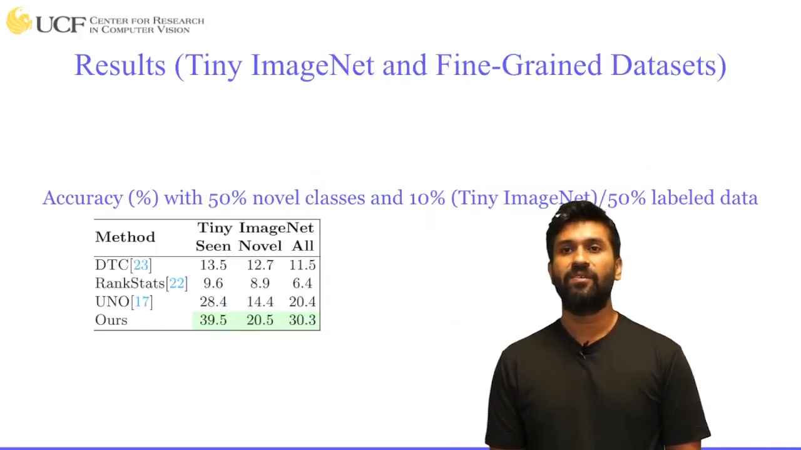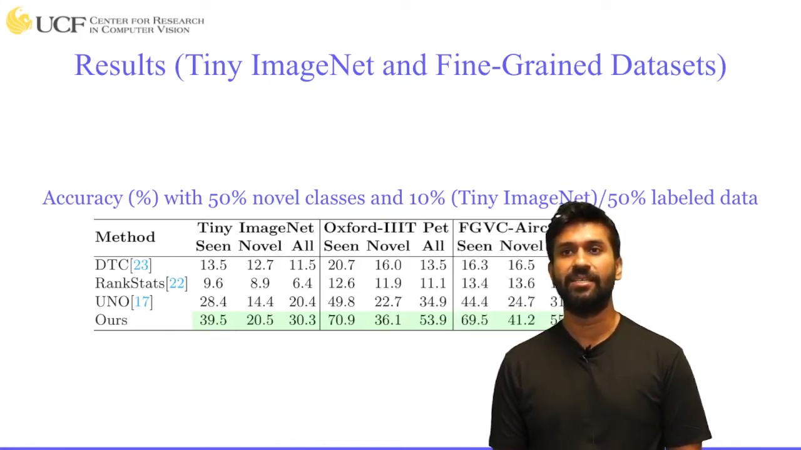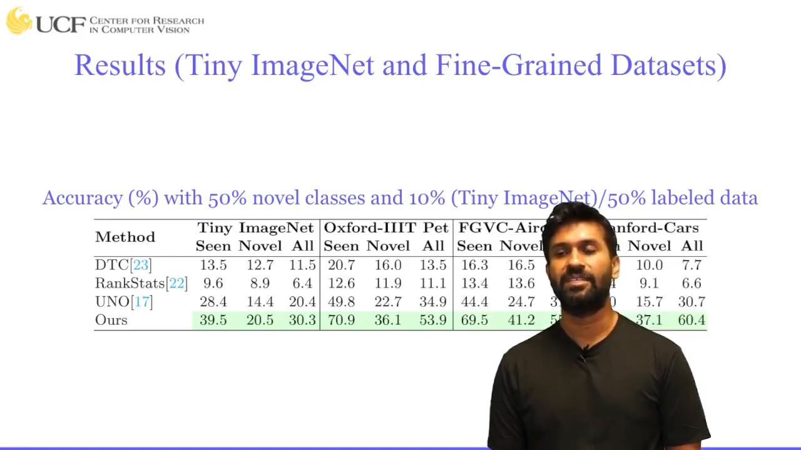Here, we perform experiments on the Tiny ImageNet dataset, and we can see that even on this dataset with a larger number of classes, our method outperforms the second best method, UNO, by more than 10%. And we are running additional experiments on 3 fine-grained datasets. The first is Oxford-IIIT Pet. We see a similar trend here where the improvement is much higher. We also see the same trend on the FGVC Aircraft dataset, and also the same trend on the Stanford Cars dataset.